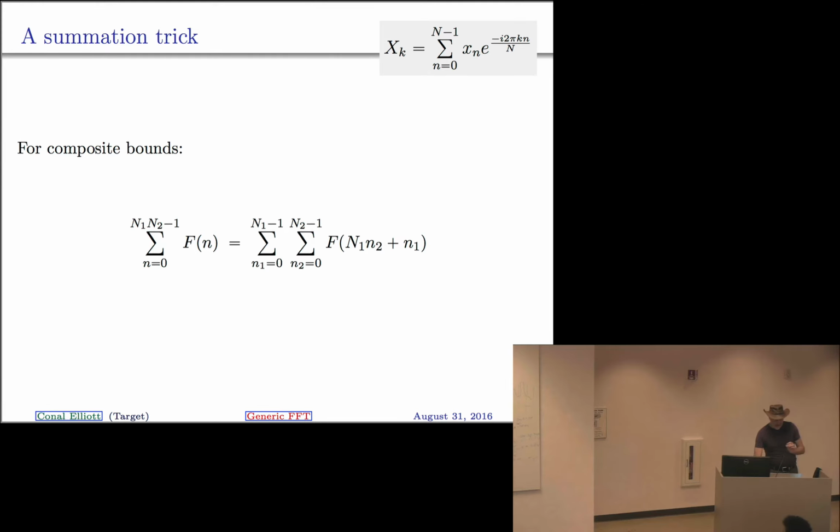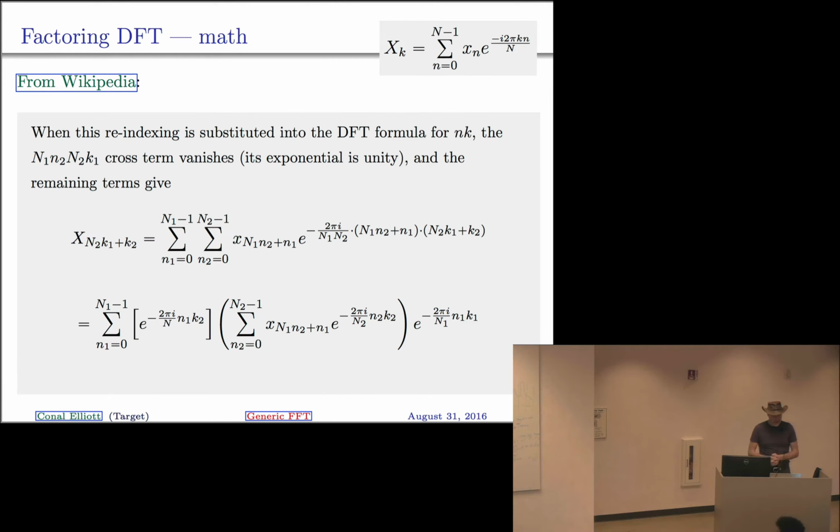So if capital N factors into n1 times n2, then we can do two summations, one of size n1, one of size n2, and all we have to do is reconstruct the original little n in terms of those indices. So this is the same function f. Now we're representing n by this combination: the size of one times one index plus the other index. Okay? And you can think of this as a sort of radix, a numeric representation. It's a kind of mixed radix, where one is base n1, one is base n2, and we've got a two-digit number. So that's the idea.